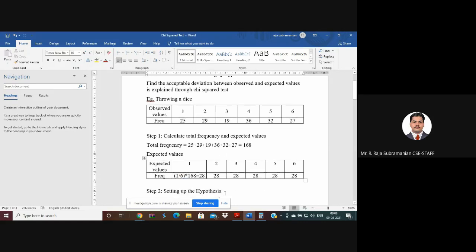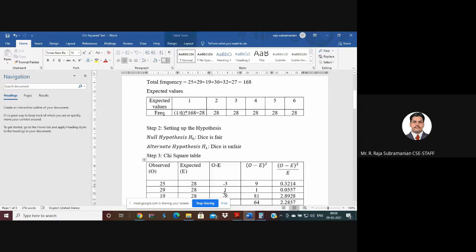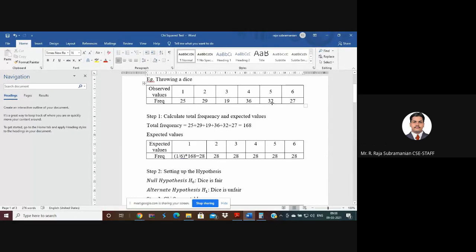So what I will do is, I will first understand what is the hypothesis. In the question, the hypothesis is given as the dice is a fair die. Fair die in the sense, even though the frequency is actually not the same for all the numbers, the die is fair. It is not actually biased. And the alternate hypothesis, the opposite of the null hypothesis, says that the dice is unfair.